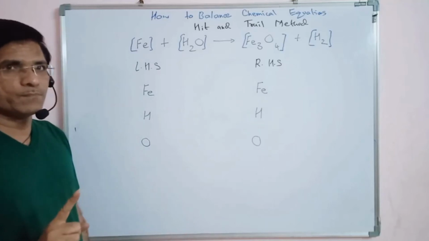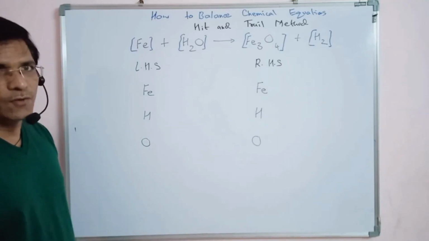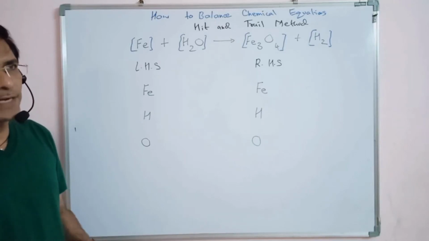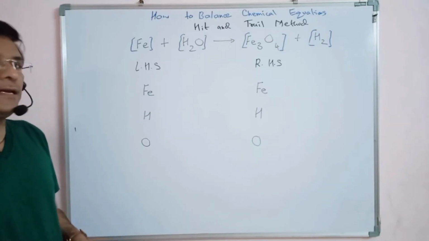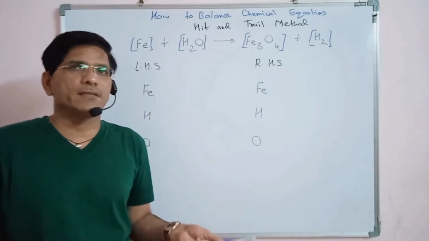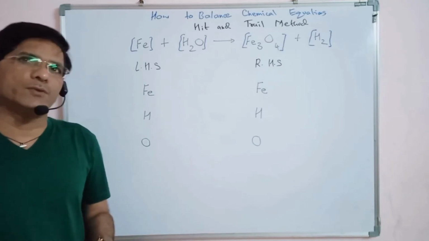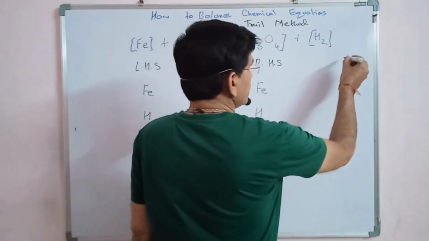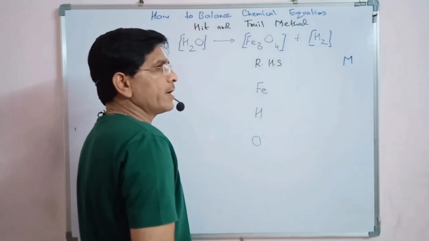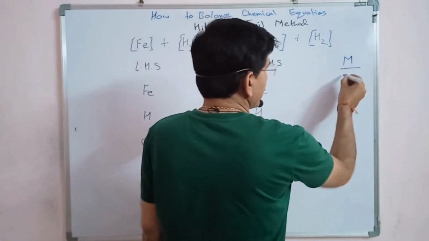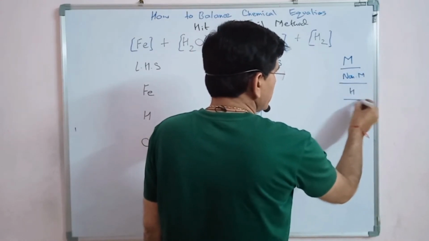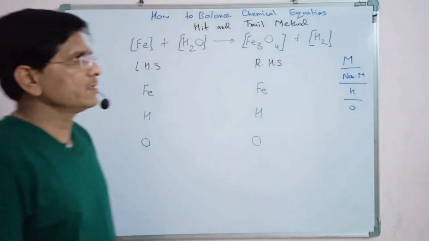Now, the first step of this method is that we have to identify metal, non-metal, hydrogen and oxygen. Why? Because in most chemical reactions, oxygen and hydrogen are widely used. So, if I want to balance any equation, first I have to identify the metal, then the non-metal, then find hydrogen, and last oxygen.